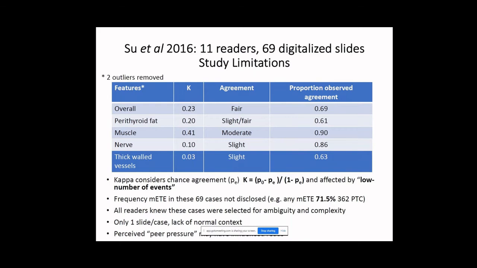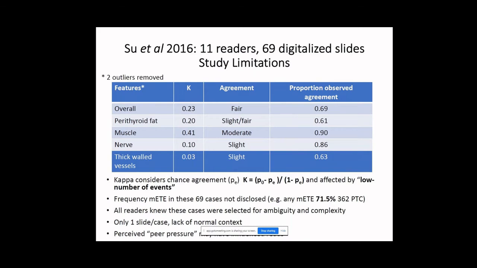The frequency of microscopic ETE in the 69 cases was not disclosed, but it was hinted that it was lower than what you would normally expect. So what would you normally expect? Well, in a study that we're working on now, which we haven't published yet, over 70% of almost 400 PTCs had at least some degree of microscopic ETE. Maybe other people would look at it and wouldn't come up with 71.5%. Maybe they'd come up with 65%, maybe 75%. But it's a fair percentage.